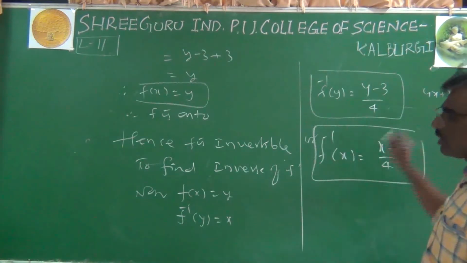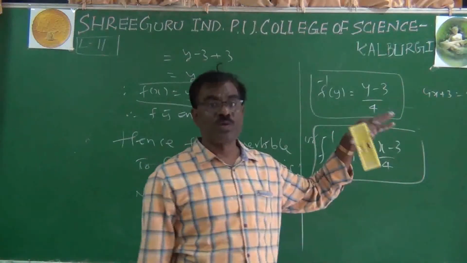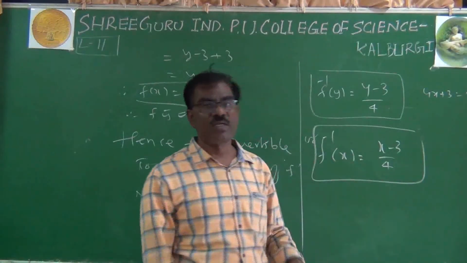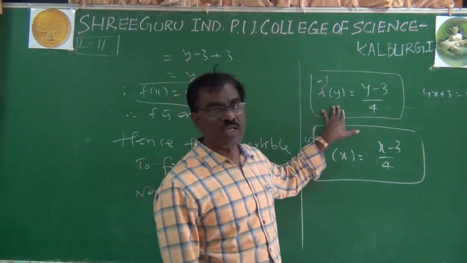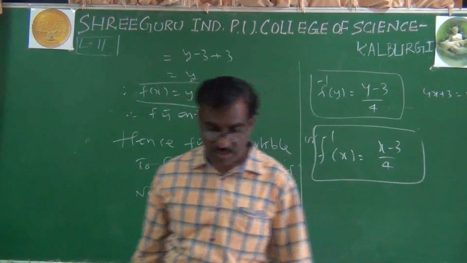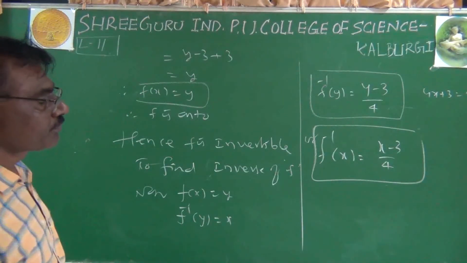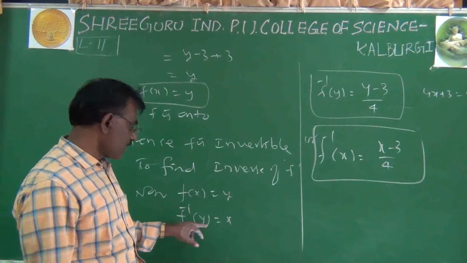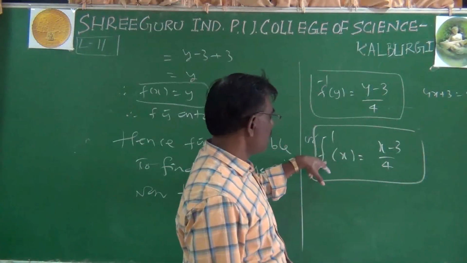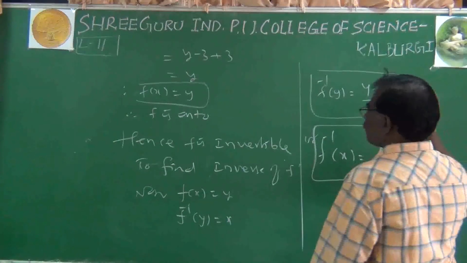Anyone of these two you can write. Suppose sometimes it is asked to find f inverse of y only, then write in y. If asked to find f inverse of x, simply replace. First you get y, then it becomes f. So f inverse of x is x minus 3 by 4. f inverse of y is y minus 3 by 4, or f inverse of x is x minus 3, just replacing it.